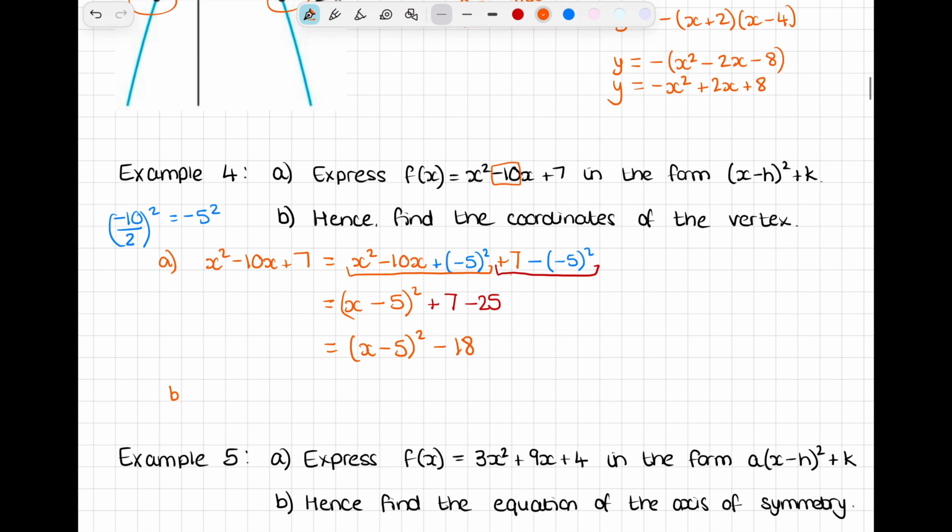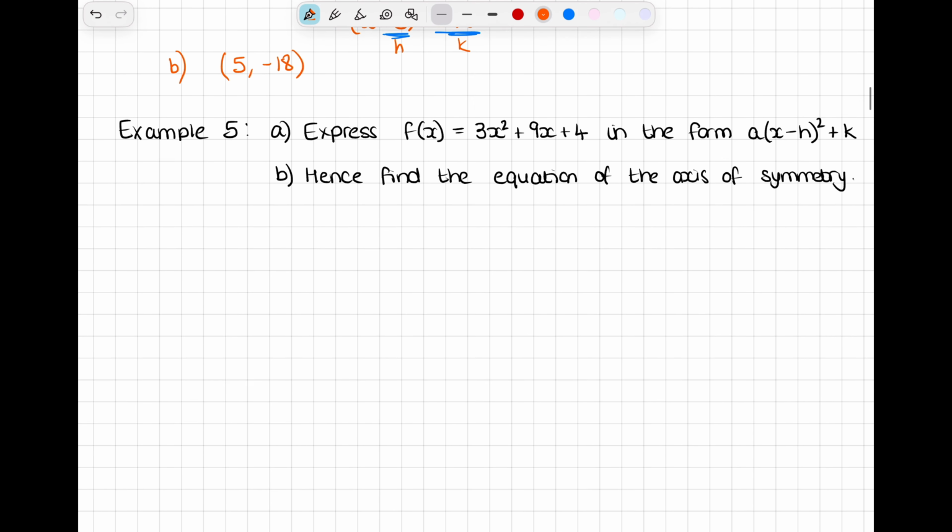Now for part B, coordinates of the vertex. Now we've got it in this form. Vertex is really easy. It's just the values that we have for h and k, which means our vertex will be at 5, negative 18. Now once again, remember, the general form of this equation is negative, so it is a positive 5.